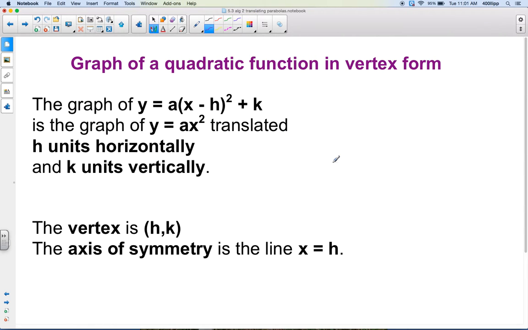So here's some things about vertex form. So here's the form we just wrote down. And it's going to be going h units horizontally, so whatever this number is, that's going to tell you to go left and right, and k units vertically. This will tell you to go up and down. Your vertex, when it's in vertex form, is h, k, and the axis of symmetry is x equals h. Both things we need to know.